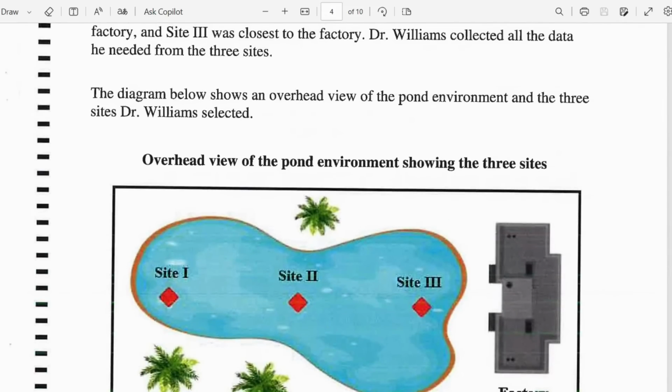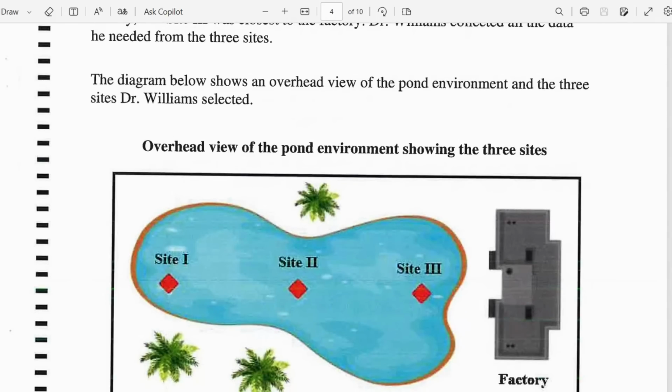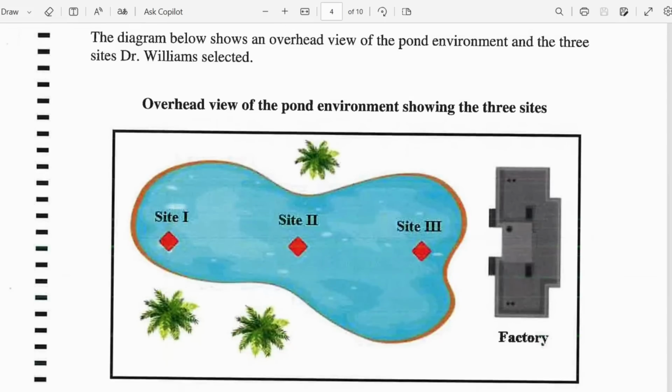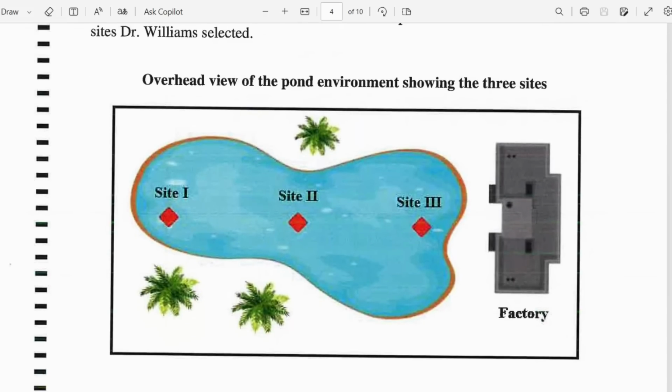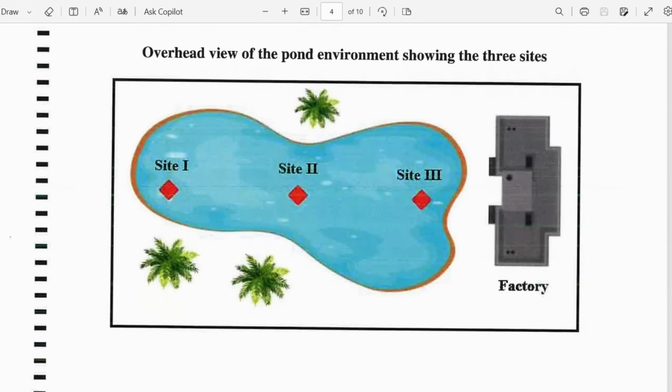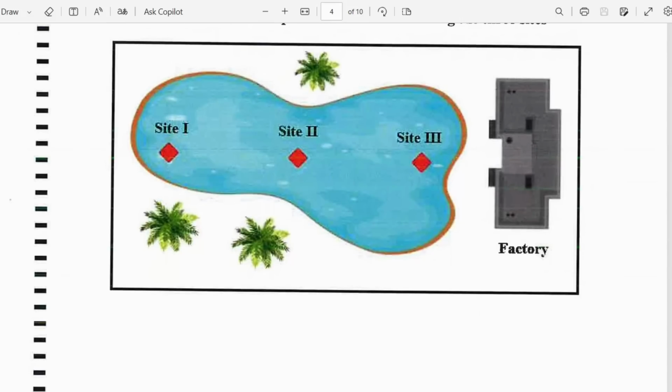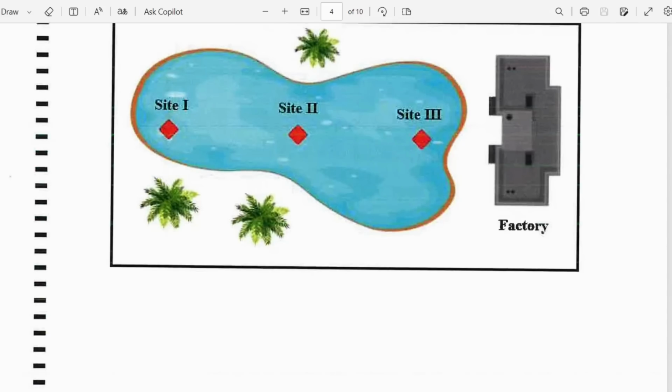Dr. Williams collected all the data he needed from the 3 sites. The diagram below shows an overhead view of the pond environment and the 3 sites Dr. Williams selected. And we can see that site 3 is closest to the factory, site 2 is the second, and site 1 is the farthest away from the factory.